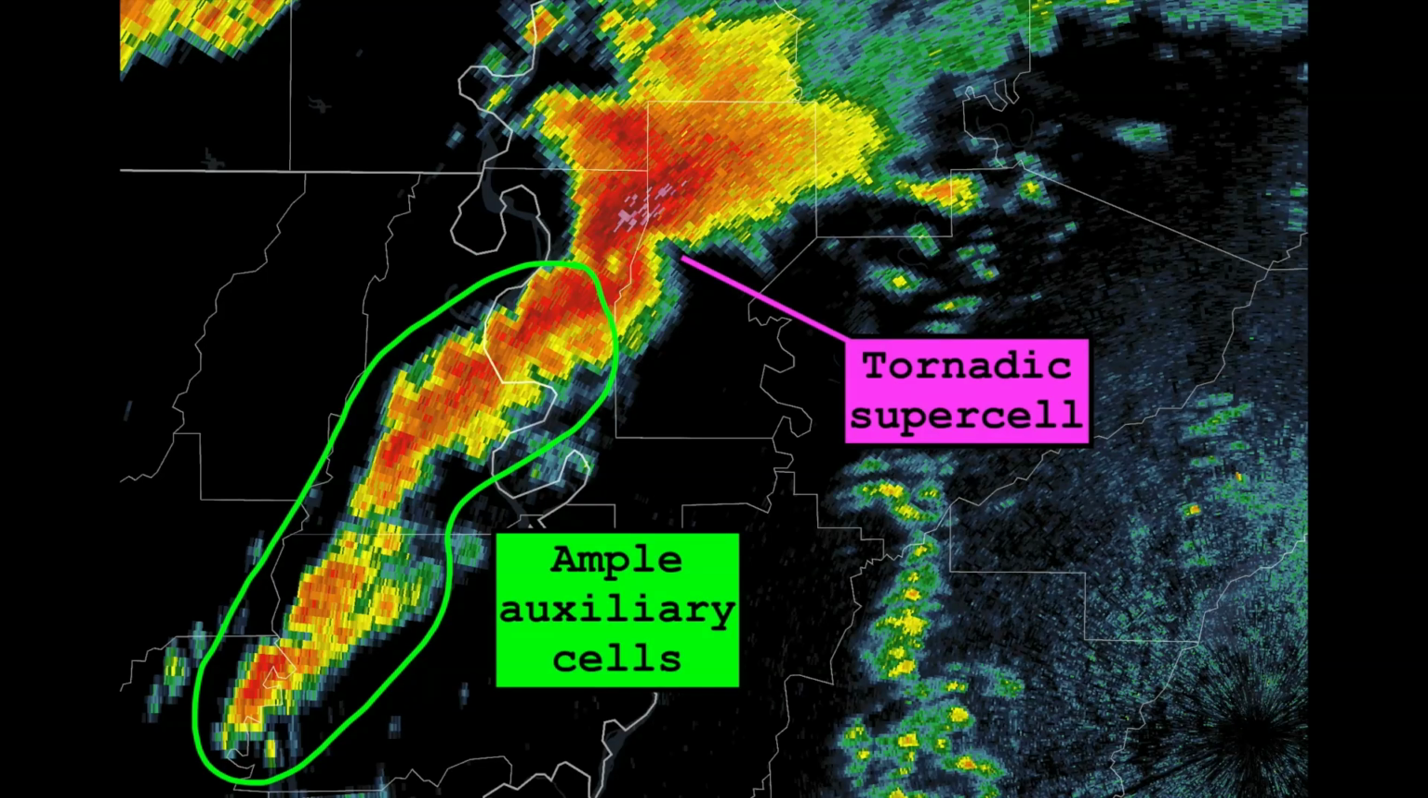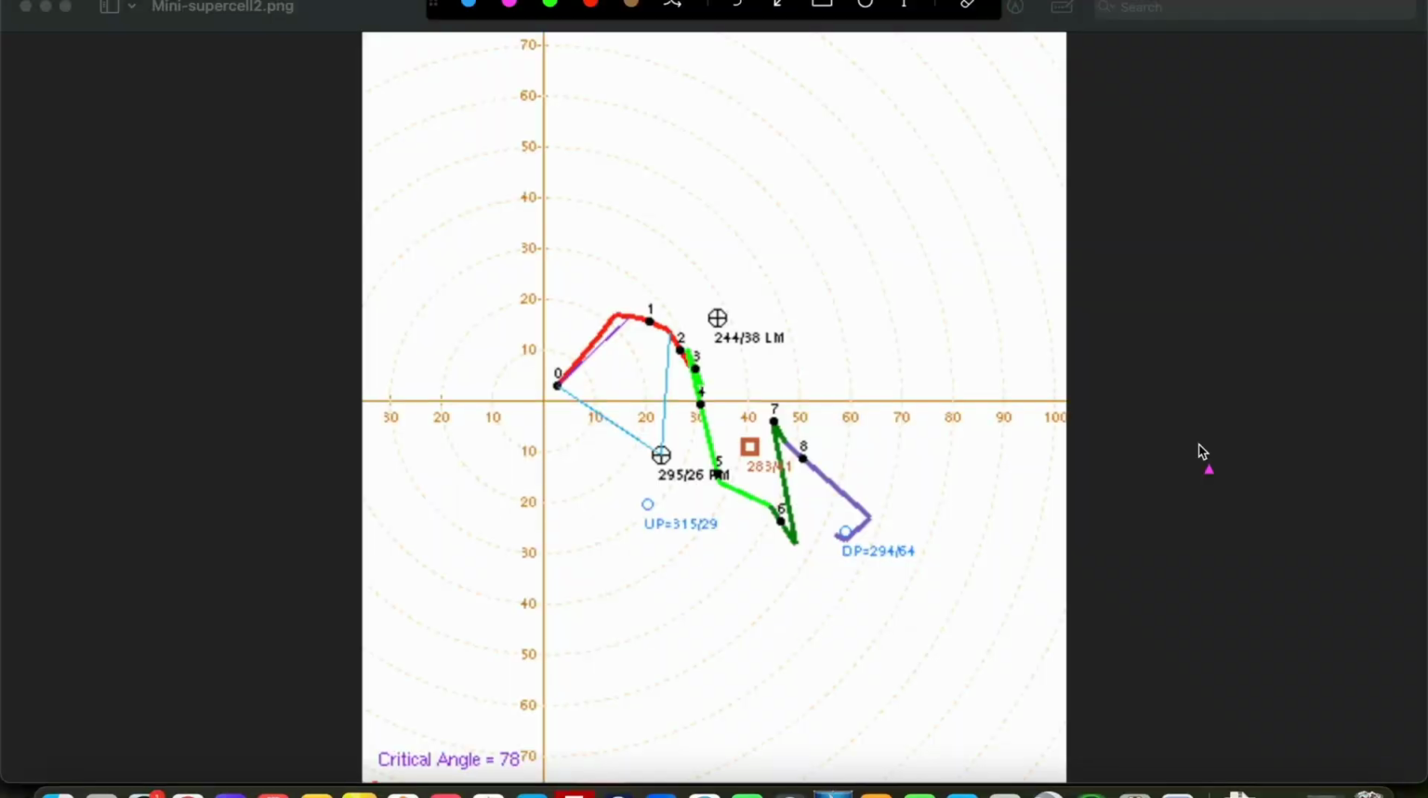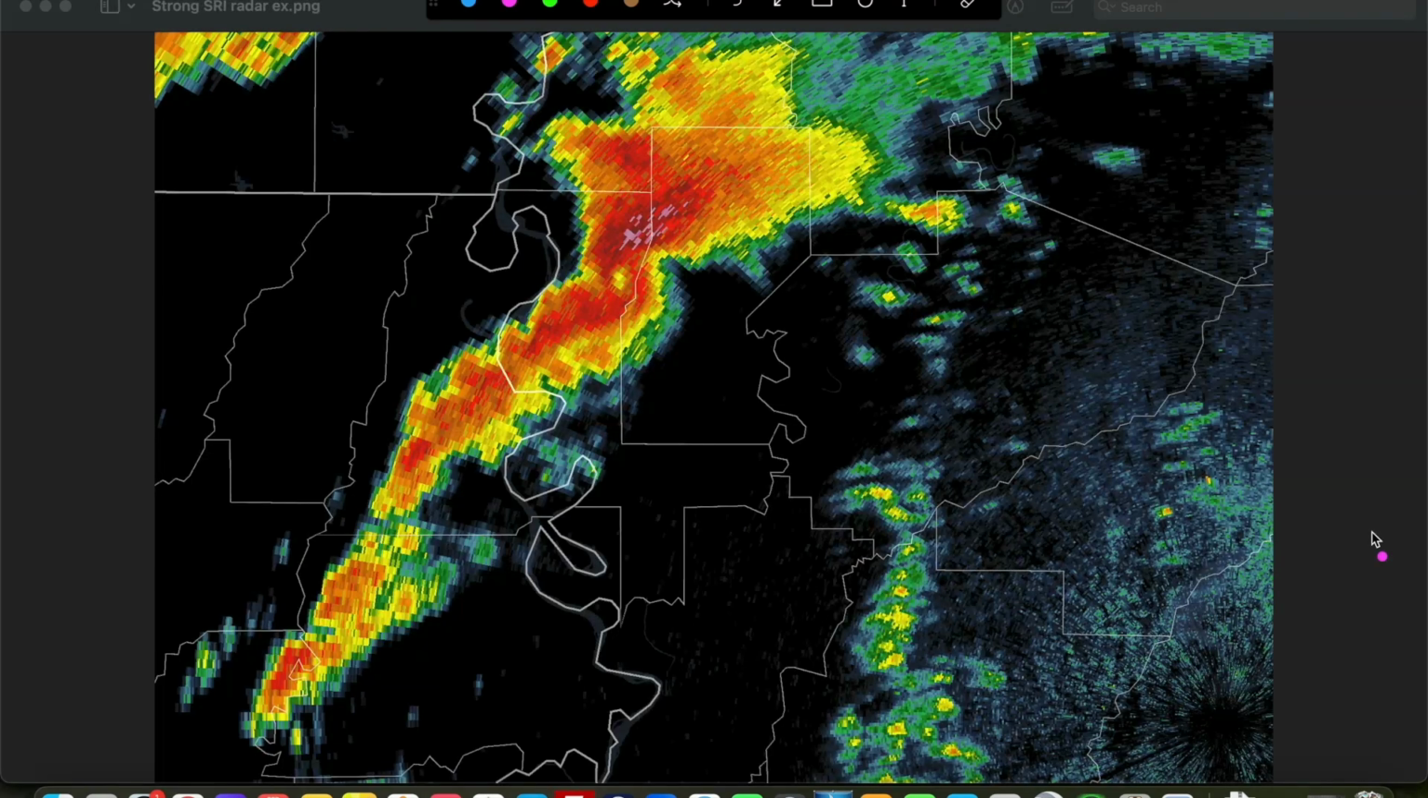That means that supercells in this environment are going to need a lot of auxiliary cells to provide outflow to balance out the strong storm relative inflow. On the other hand, supercells in environments with weak storm relative inflow like this one, here it's about 25 knots, don't need as many auxiliary cells to achieve that inflow-outflow balance. So what does this have to do with navigation? Well, it can make navigating around the rear flank of a storm somewhat difficult.